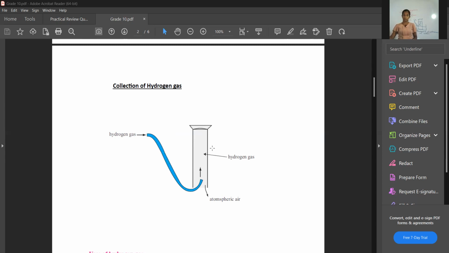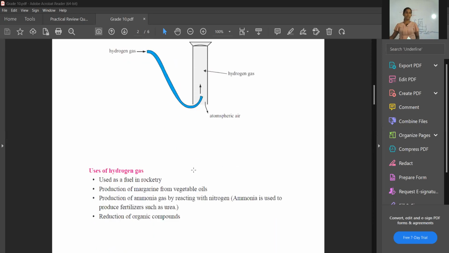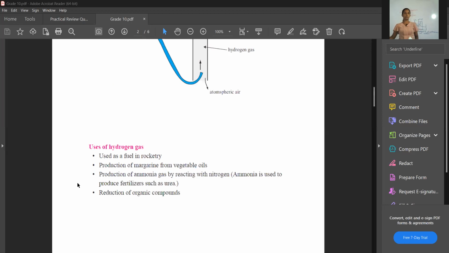The property we use here is that hydrogen is less dense than air, so we use that property to collect hydrogen gas by this method. So there are two methods that we can use to collect hydrogen gas, right? And here you are given the uses. It is used as a fuel in rockets.